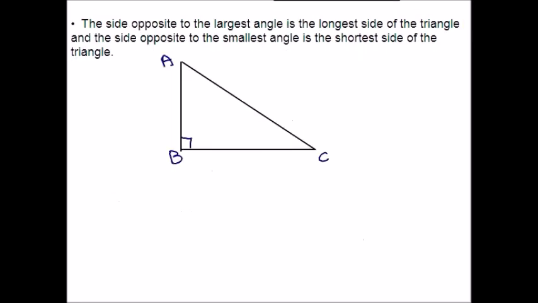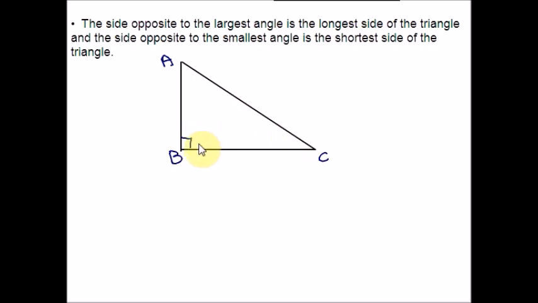The third important property is the side opposite to the largest angle is the longest side of the triangle and the side opposite to the smallest angle is the shortest side of the triangle. Please look at the figure. There are three angles A, B and C. Angle B is the largest angle because this is a 90 degree. You cannot draw other two angles greater than 90 degree. It should be lesser than 90 degree only.